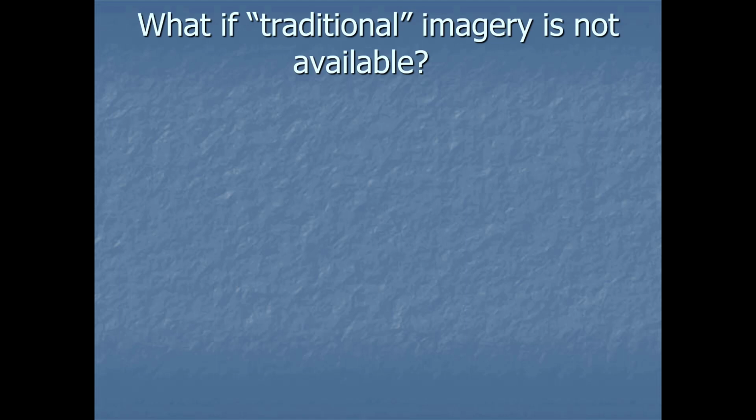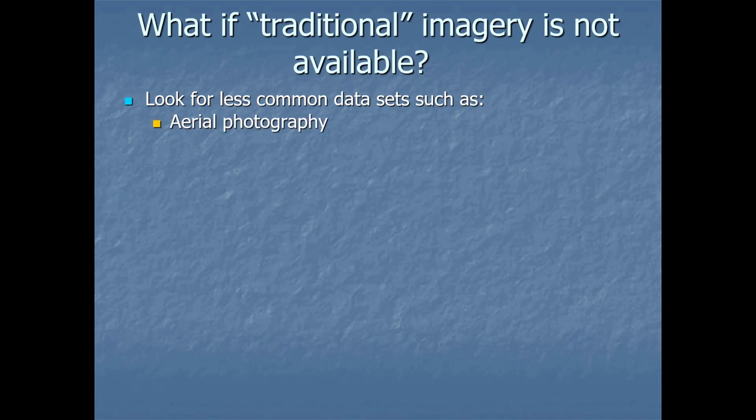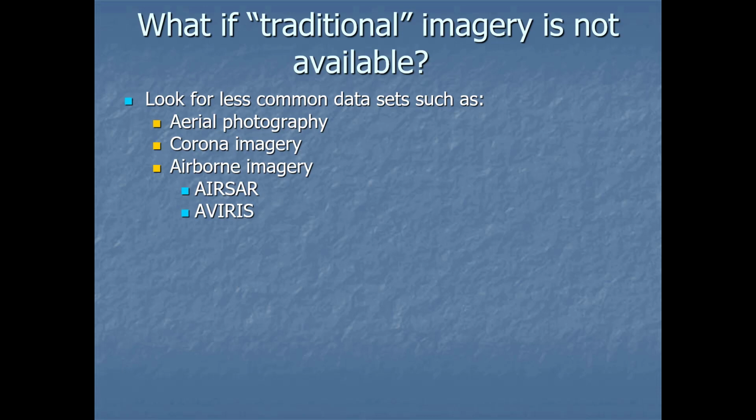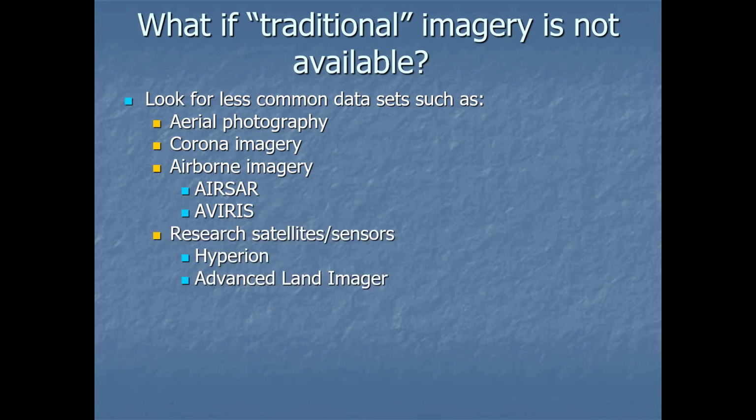So what if traditional imagery is not available? Here are some options that you can consider. Look for less common data sets such as aerial photography, Corona imagery, airborne imagery such as AirSAR and AVIRIS, research satellites and sensors like Hyperion and Advanced Land Imager, which you might hear as ALI, astronaut photography, radar, and LiDAR.